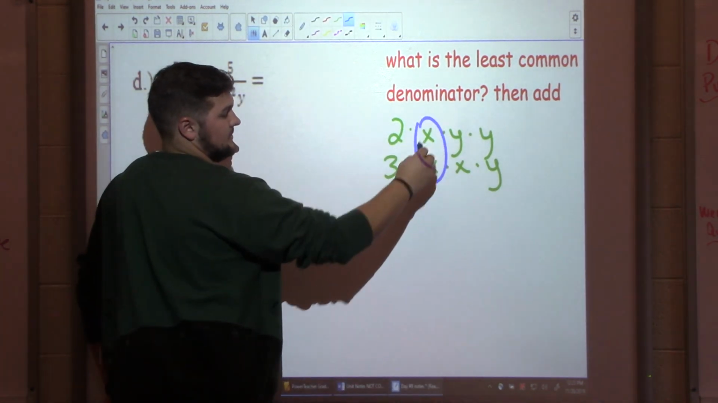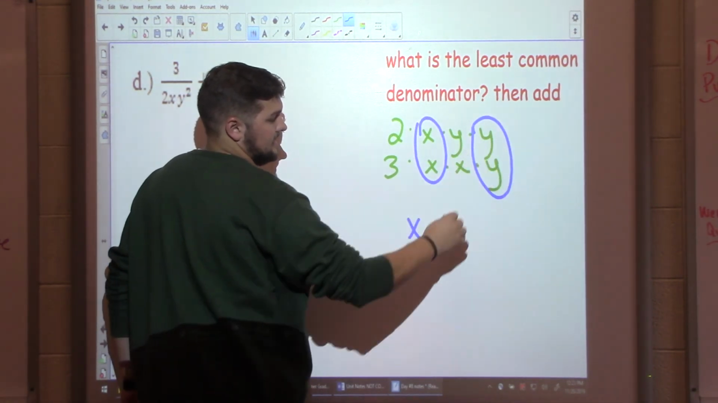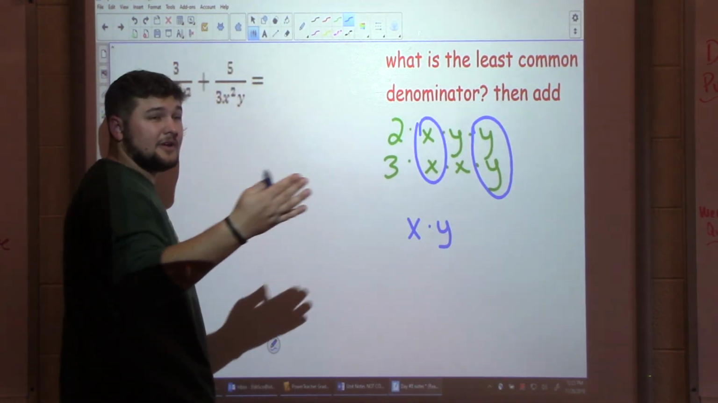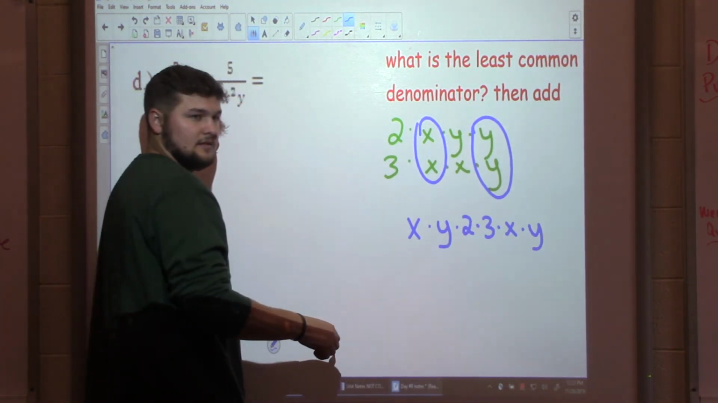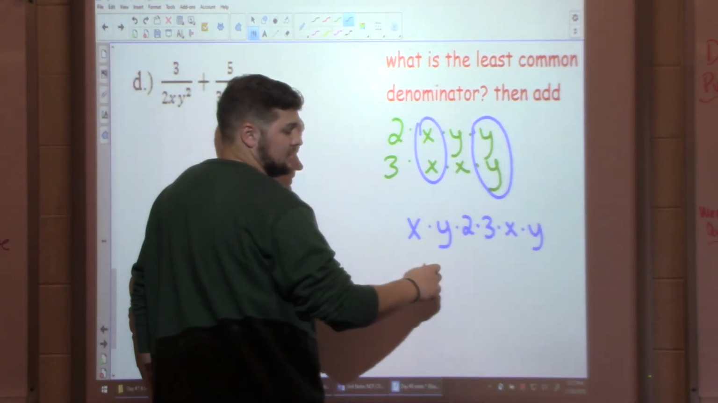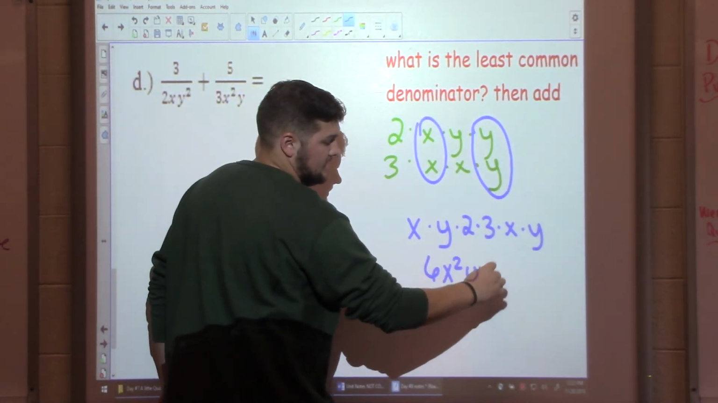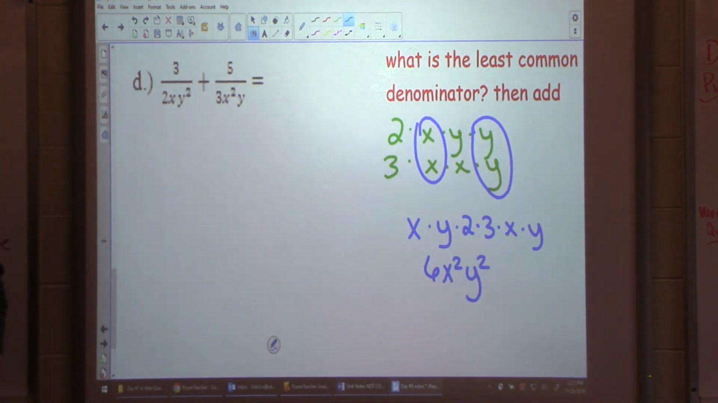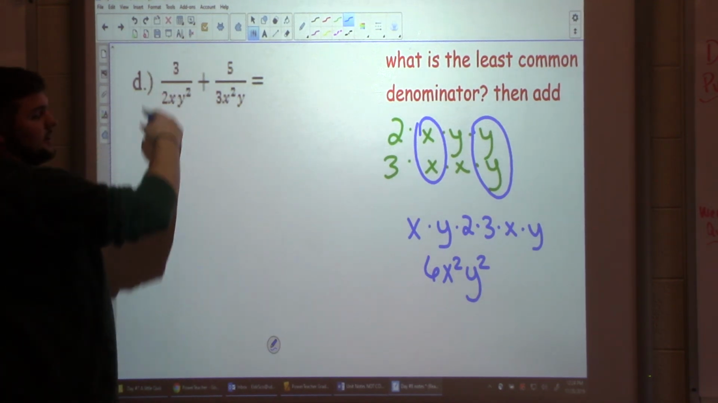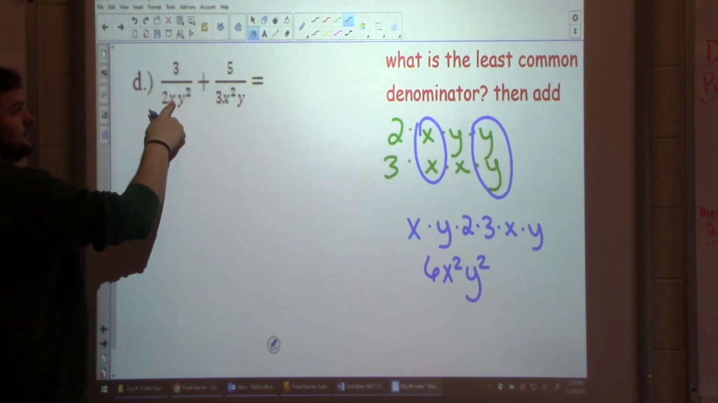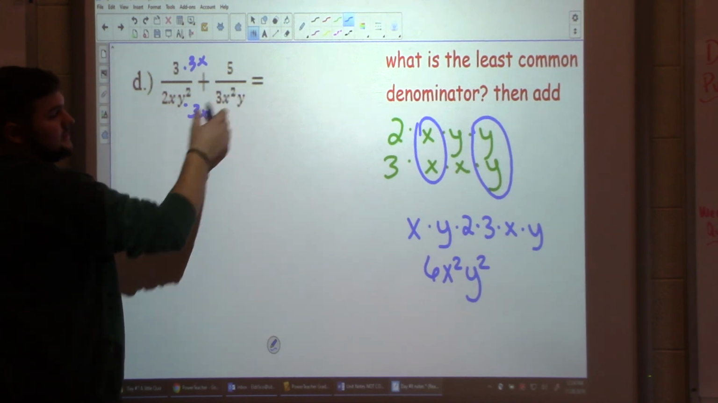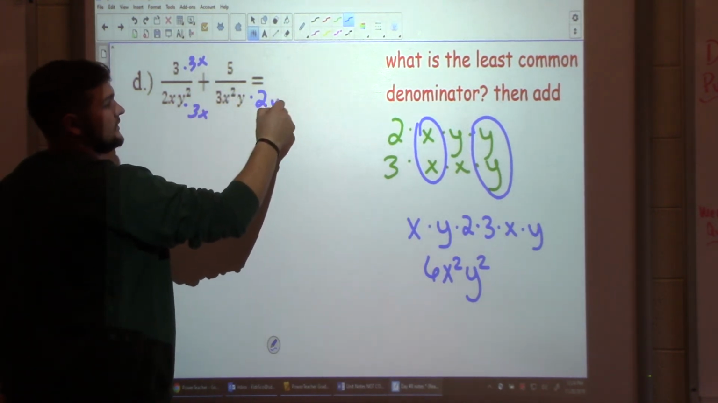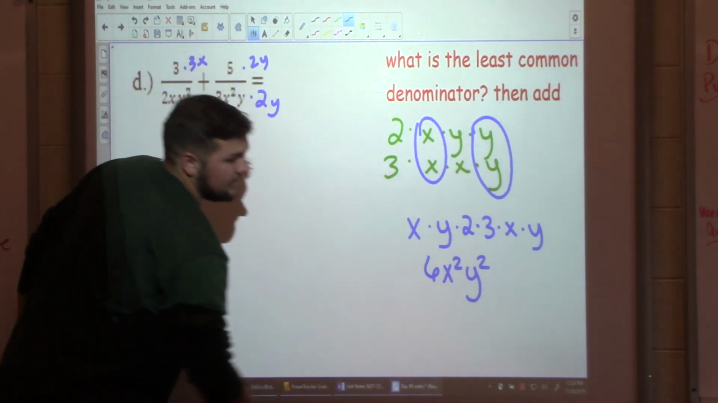They have an x in common. They have a y in common. And multiply by everything else that's left. Times 2 times 3 times x times y. Right? That'll give me my least common multiple, or my least common denominator, which would be 6x squared y squared. Okay, does that make sense? Yeah. So then what would I multiply the first fraction by on top and bottom to get to here? 3x. What would I multiply the second fraction by to get to my least common denominator? 2y. Good.